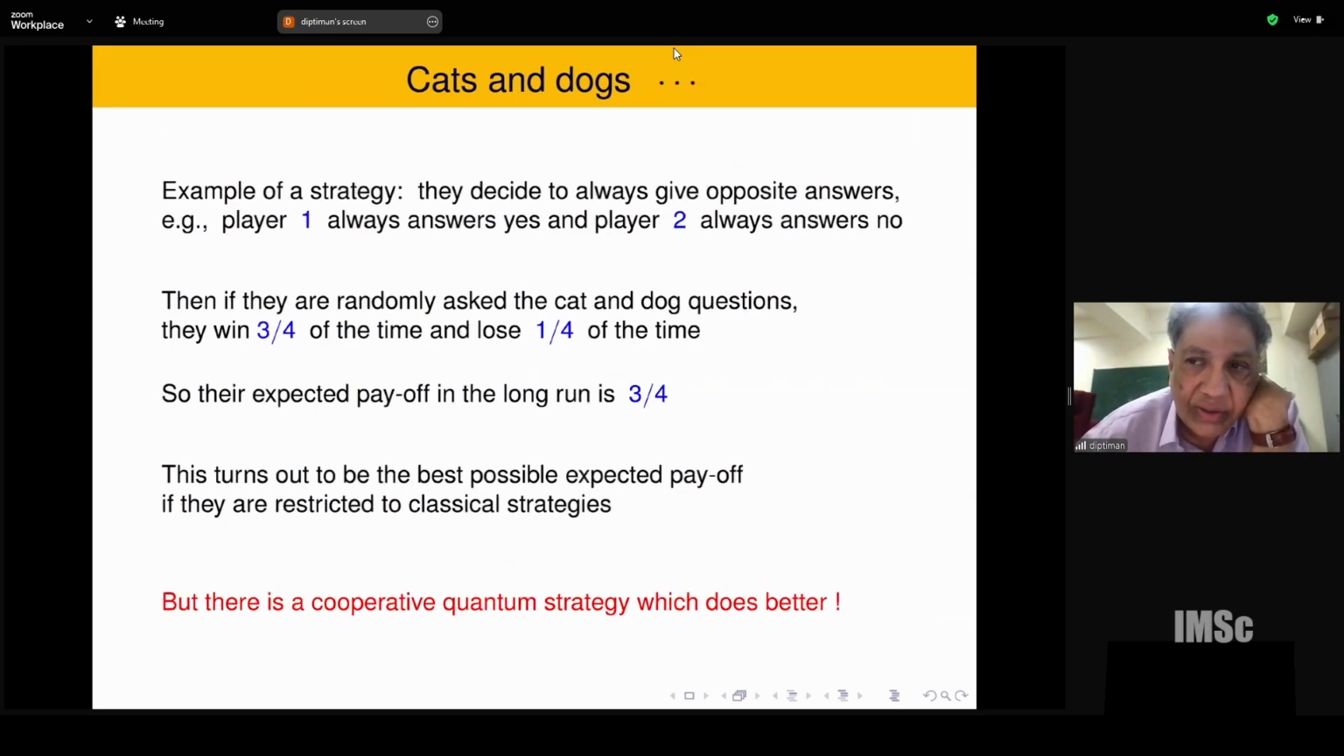Okay, now let's look at an example of a strategy. One strategy could be that they decide in the beginning that they'll always give opposite answers. So player 1 always answers yes and player 2 always answers no. Then if they randomly ask the cat and dog questions, they will win 3/4 of the time and lose 1/4 of the time. Okay, why is that?